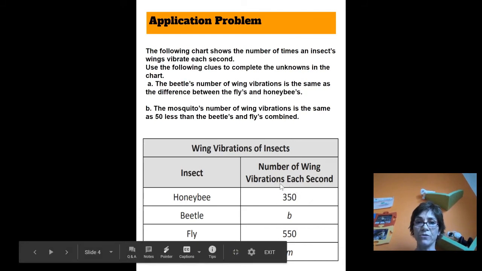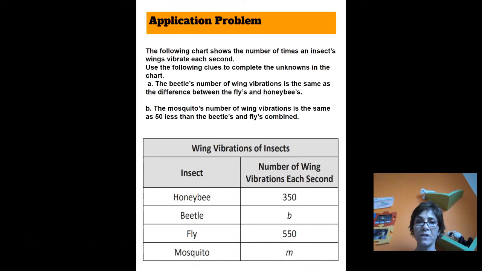Okay, so we have 350 for the honeybee. We don't know about the beetle. That's an unknown, and it's marked with a B. The fly's wings vibrate 550 times each second, and the mosquito is another unknown. So we have two letters, B for the beetle's vibrations each second, and M for the mosquito's. All right, use the following clues to complete the unknowns in the chart.